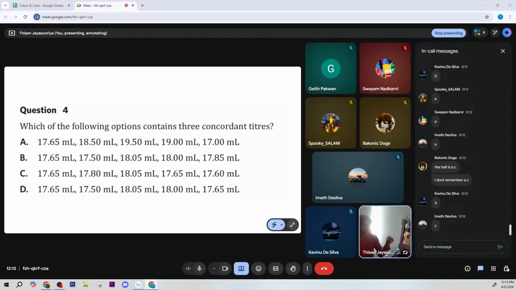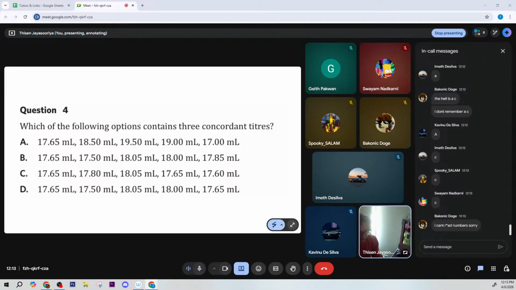So we have one person saying C. Yep, C is the correct answer, guys. Does it make sense? Because we have these three titres here, which are 0.1 milliliters apart from each other. So that's why they're concordant.